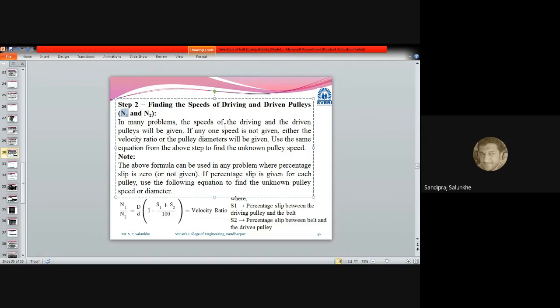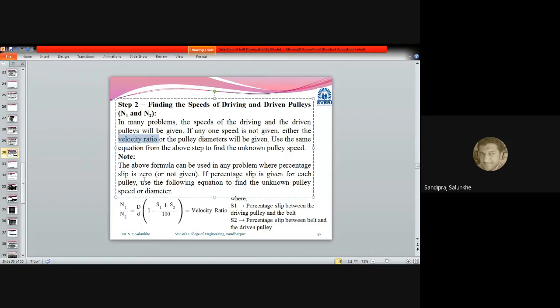In many problems, the speeds of the driver and driven pulleys will be given. Those are standard values. But if the speed is not given, then we have to go for this step. And even if it is given, we have to cope with the new or changed value of velocity ratio.